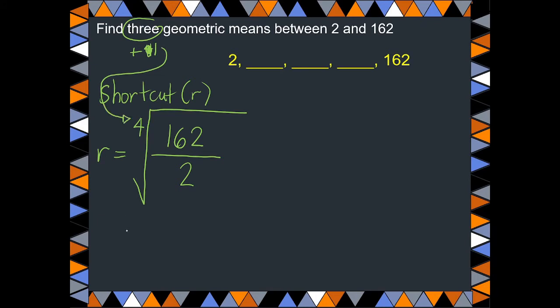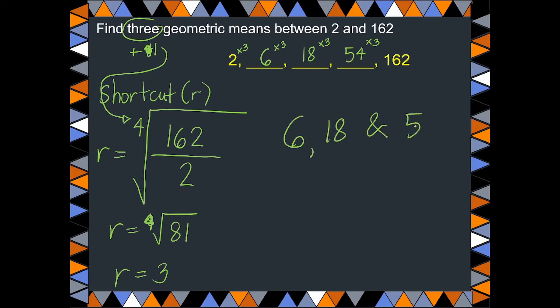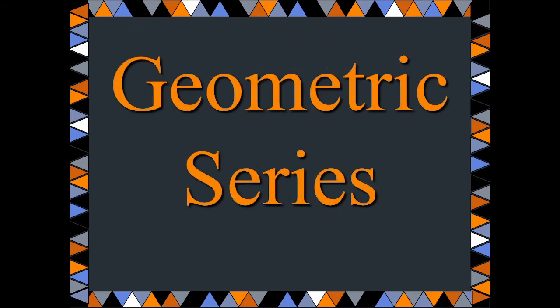So, what is 162 divided by 2? So, what is the fourth root of 81? 3. So, meaning, our common ratio is 3. Let's go to our problem. Times 3. 6. Times 3. 18. Times 3. 54. Multiply by 3. Is it 162? Yes, it is. Therefore, our answer is 6, 18, and 54. Are there any questions about geometric means? None.